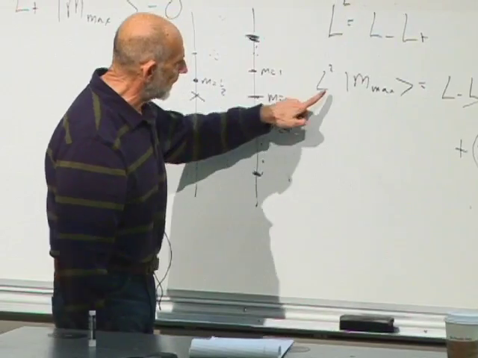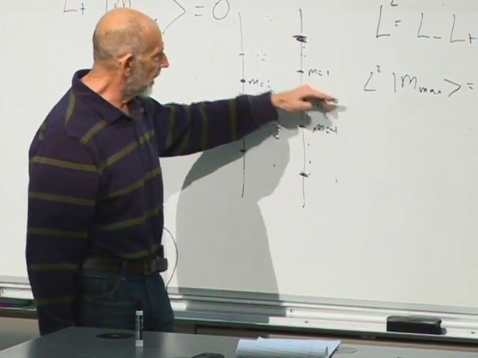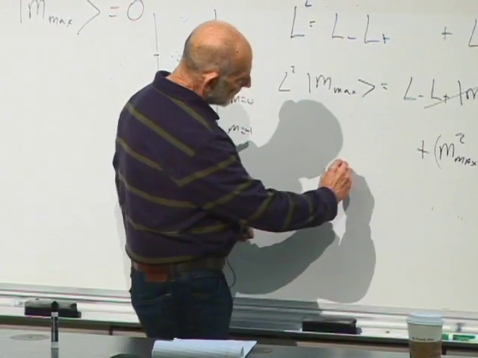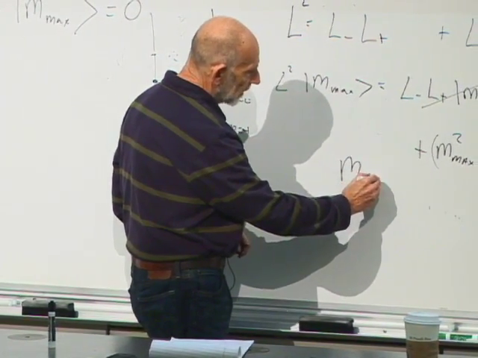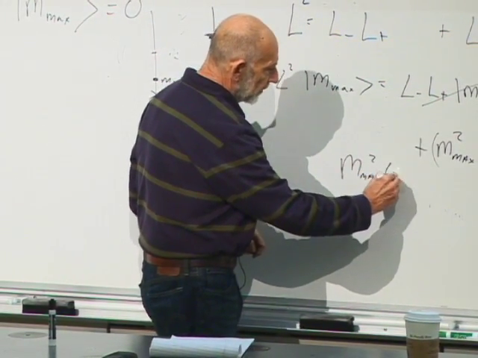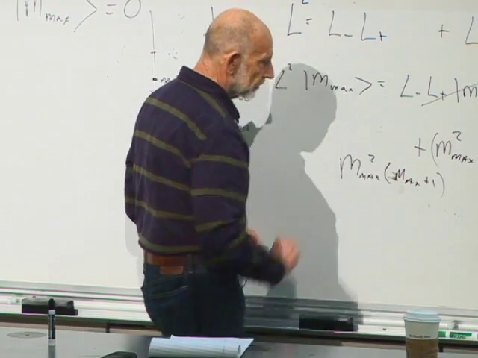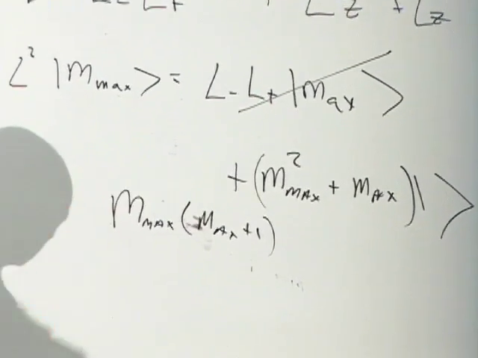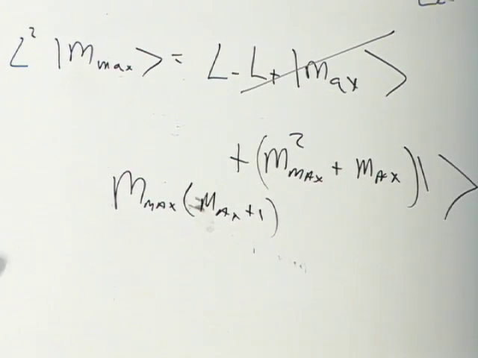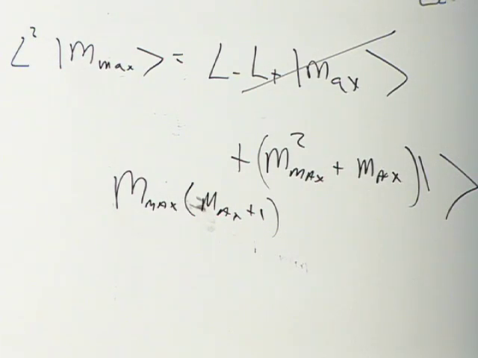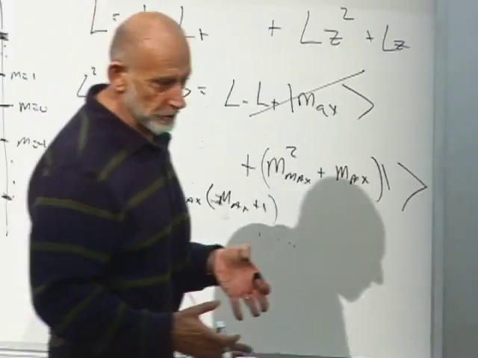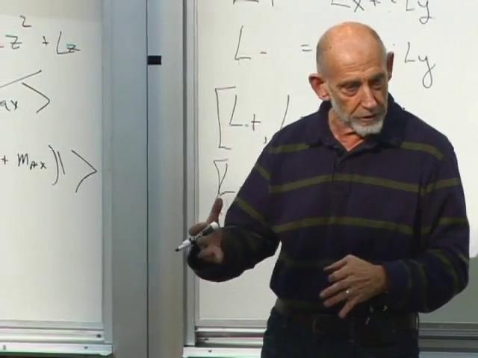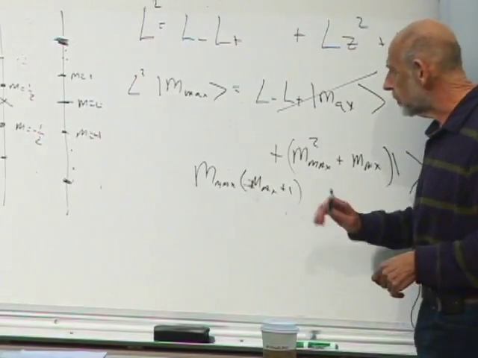So what have we found out? We found out that the eigenvalue of L squared for this state up here is just M max squared plus M max. In other words, M max times M max plus 1. It's not M max squared. Classically, it would just be M max squared, the maximum value. But because of the fluctuation, because of the uncertainty principle, which says that things which don't commute can't simultaneously be specified, there's got to be some fluctuation in them, and that fluctuation manifests itself by a little shift here.